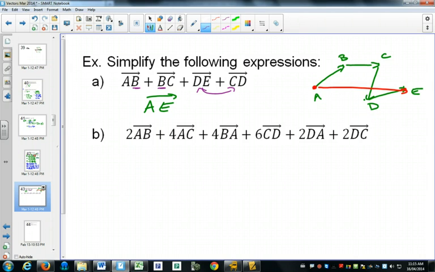Now what's happening in the next one is we've got some values that are doubled, some values that are quadrupled. Sometimes the letters are put backwards. That means that it's in the opposite direction. So BA would be going backwards if AB is going forwards. So I'd like you to try simplifying this. I'll put up the answer in a second.